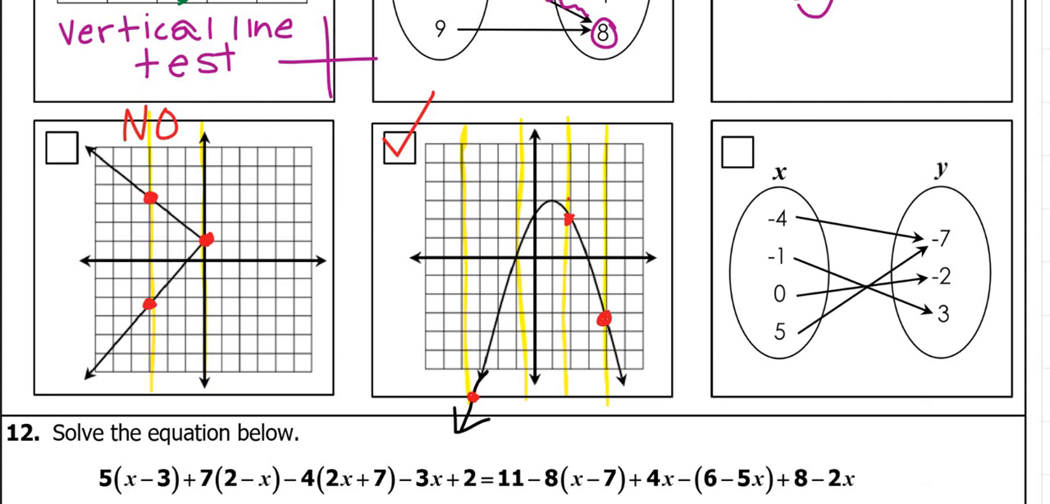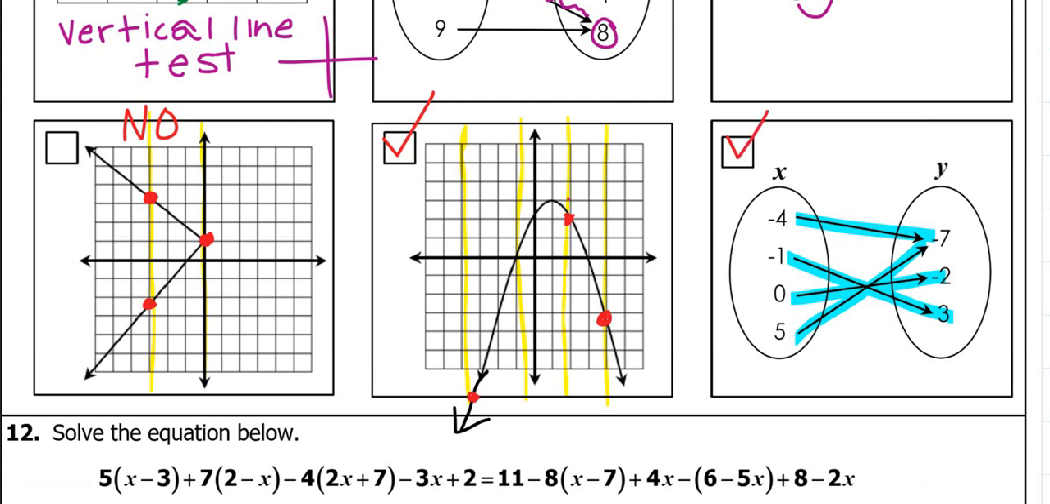Okay, last one. We have another mapping diagram. So let's take a look at the x values. -4, -1, 0, and 5. Notice that there's only one line coming off of each of these x values. One line here, only one line here, one line, one line. So that means every x value that's listed only has one y value as an answer. That is what we want. So I'm going to say yes, this is a function.